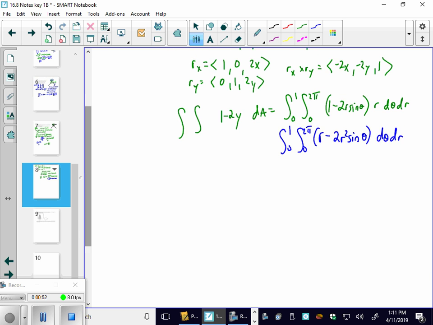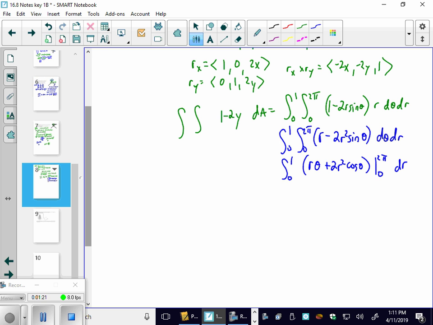So let's see, the way I have it set up, we're going to have to do this with respect to theta first. So this is going to be r theta. This is going to be plus 2r sine squared cosine theta. Yeah, that looks right. We'll evaluate that from 0 to 2 pi. And then don't forget 0 to 1 dr.